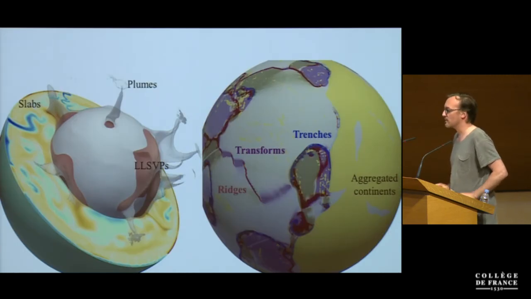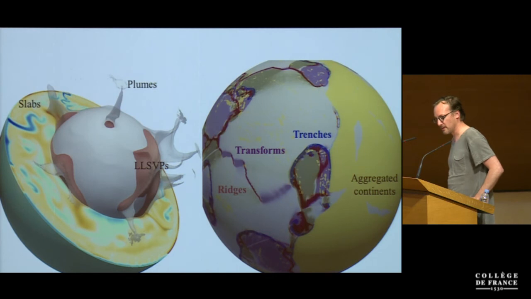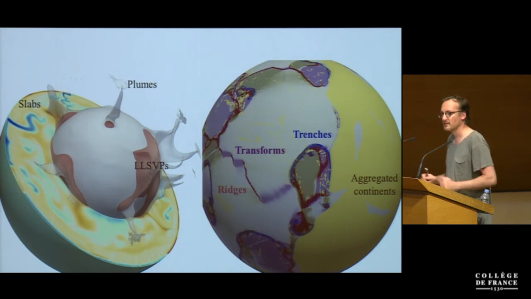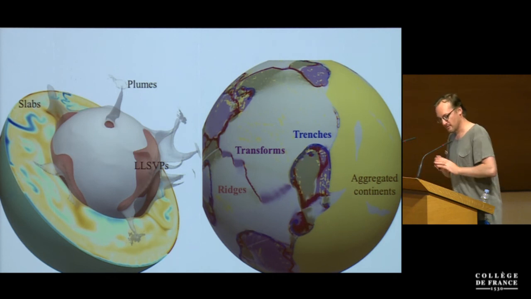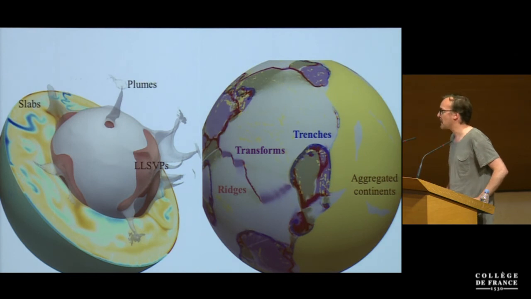So with this model, I tried to make a model where I have the same influx, the same plate velocities, the same type of topography, the same plate size distribution, and also the same seafloor age distribution as the Earth today. And in this type of model, there are things that I may not have needed, but I put them because I know that people are interested in them, like the LLSVPs here.